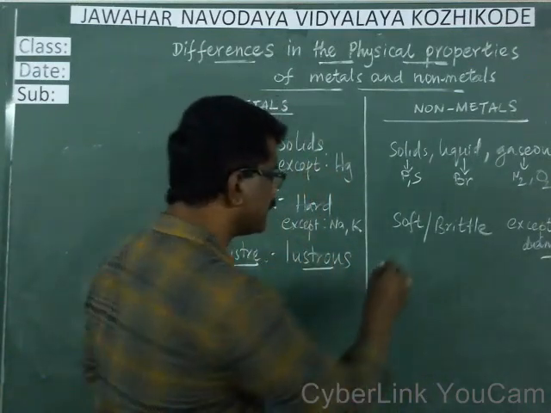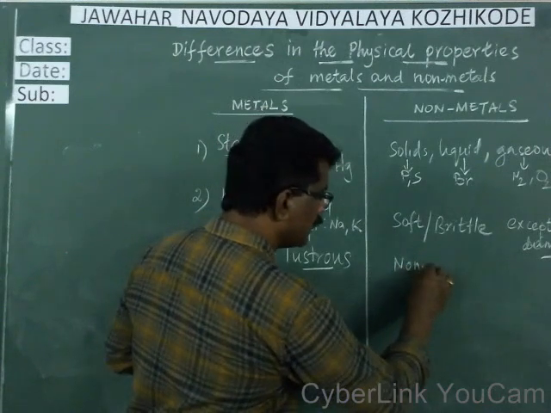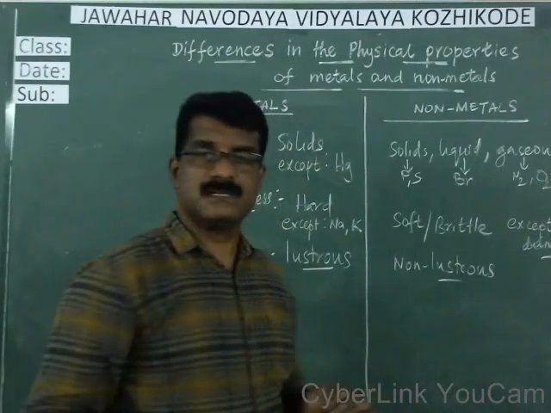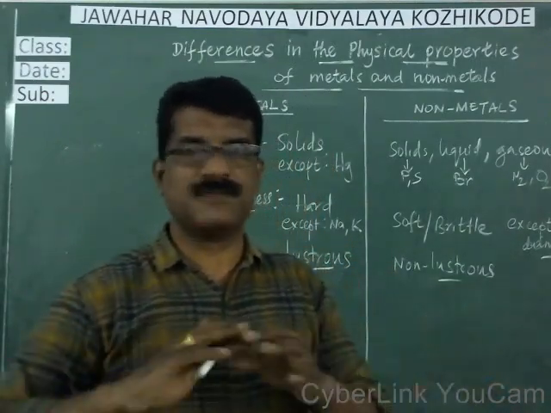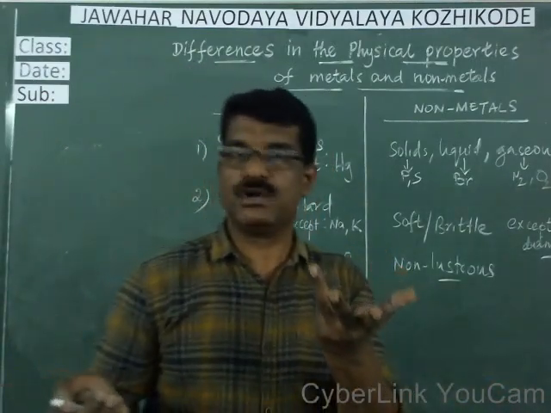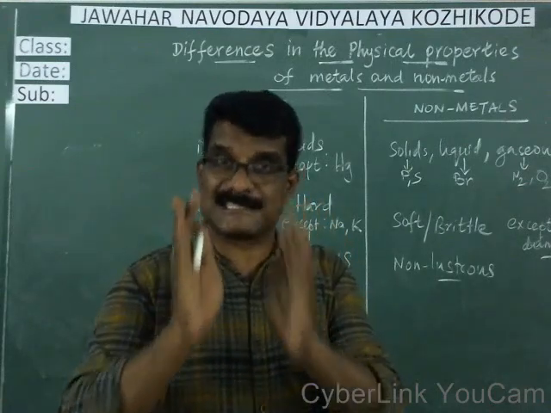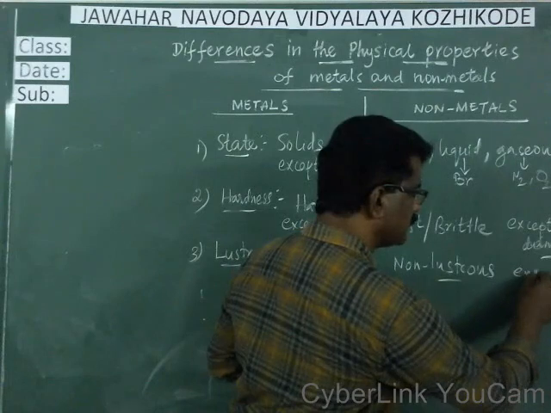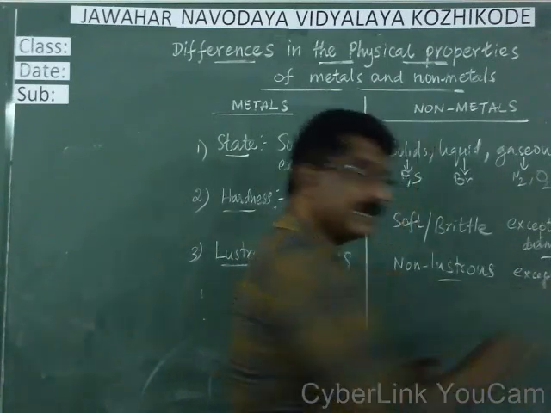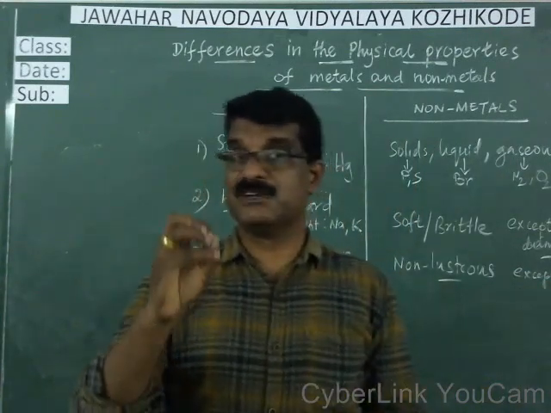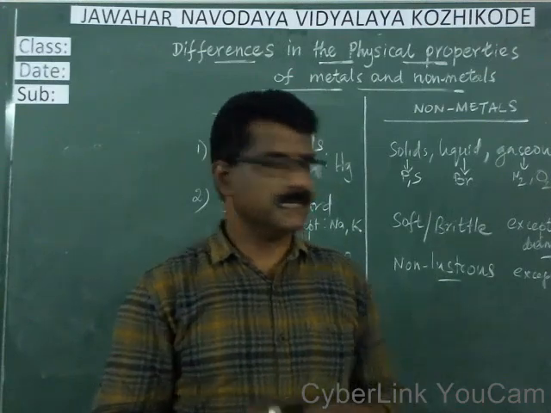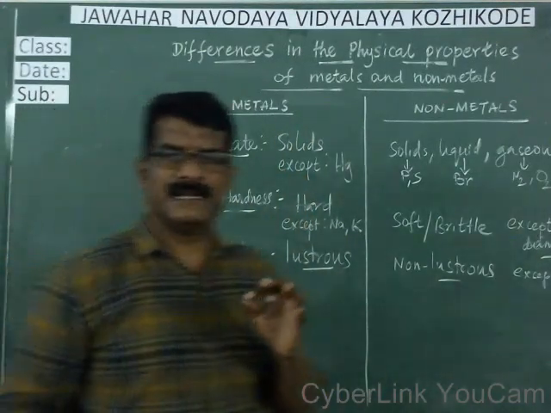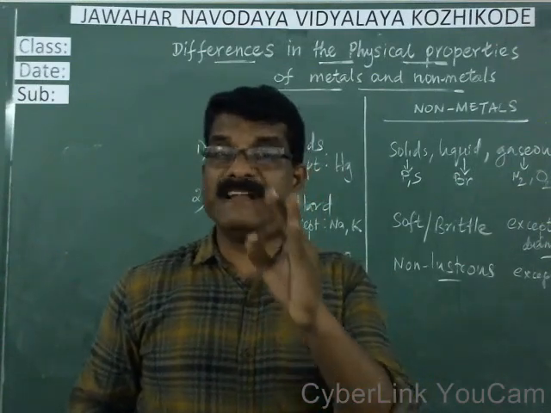Whereas non-metals are non-lustrous. Non-metals will not shine. Sulfur will not shine, phosphorus will not shine. So they are non-lustrous, except, yes, diamond. Again, except diamond. Diamond can shine.